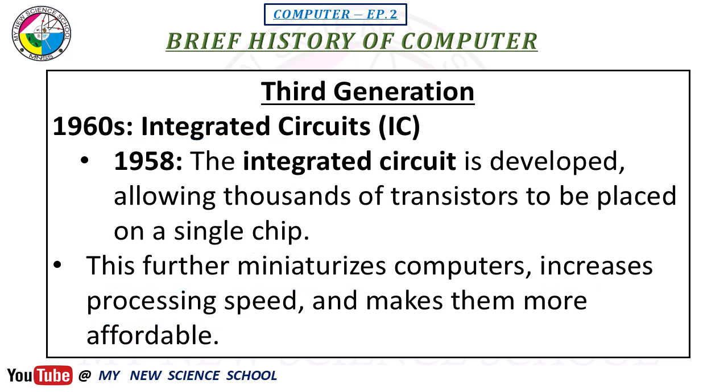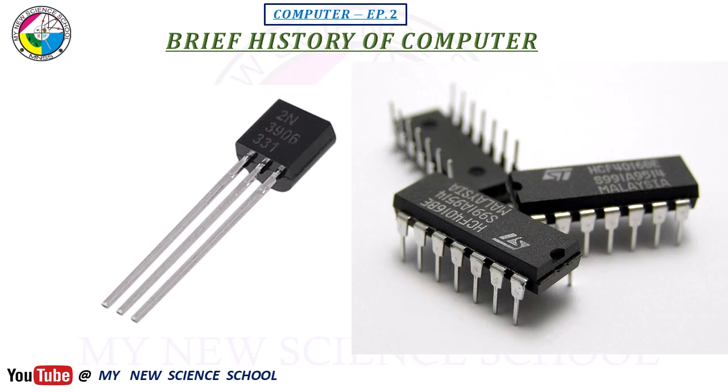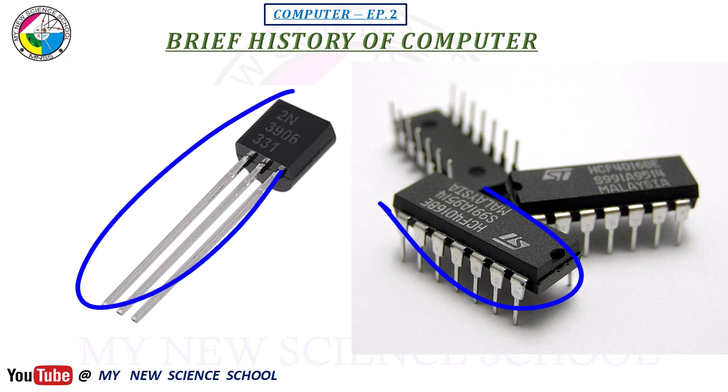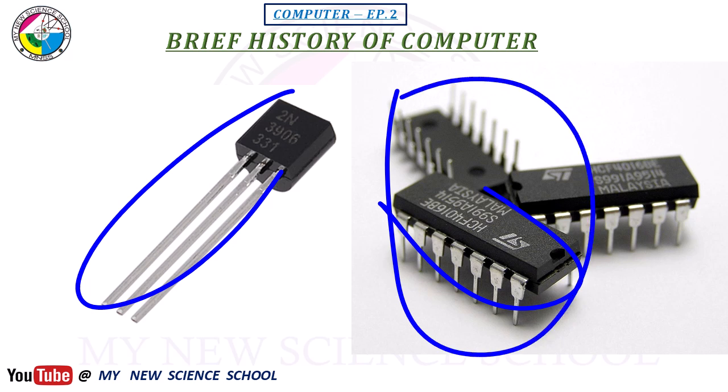Therefore, the technology that gave birth to first generation computers was the vacuum tube. The second generation was the transistor. Then the third generation was the integrated circuit, also known as IC. These are examples of IC. This is an IC: a single transistor, then integrated, putting many transistors together to form a single chip. This is an example of a single chip, also known as an IC.